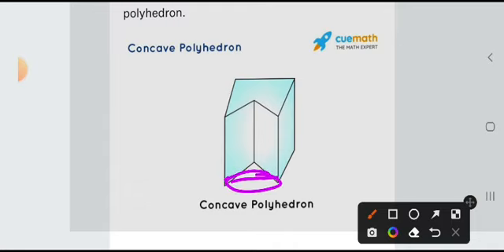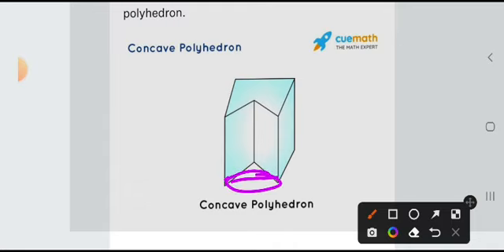In the case of concave, the line will lie outside, and in the case of convex, every line that you form by two points on the surface will lie inside the polyhedron. That's why it has been named convex. So now you have a clear idea about convex and concave polyhedrons. Let's discuss regular polyhedrons.